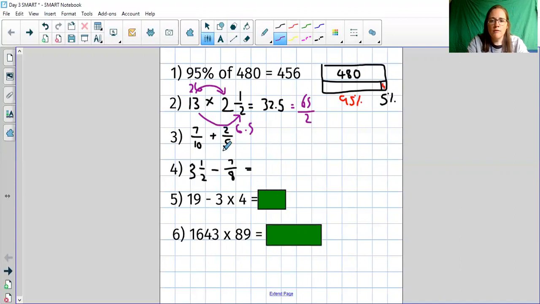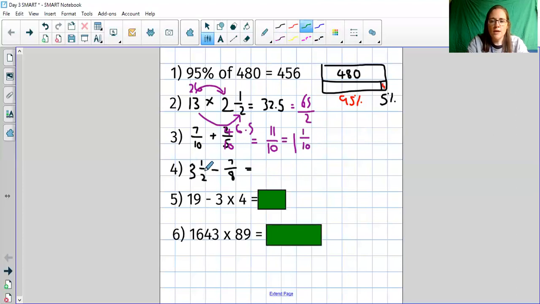Okay, number 3, if you give them both the denominator as 10, you get 4/10 here. So you will end up with 11/10, and some of you may have changed that into a mixed number, 1 and 1/10.